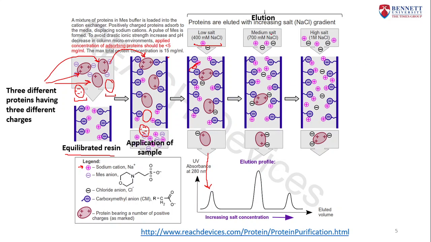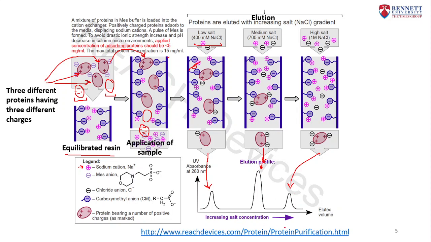Then as you increase the salt concentration, your double charged protein will now face competition, and that will come out next, here. Okay, so this is your double charged protein. Next, as you increase the salt even further, now there are a lot of cations present, so the ion exchangers would now be replete with the sodium. So your triple charged protein also will start to come out. So that will be this one over here.